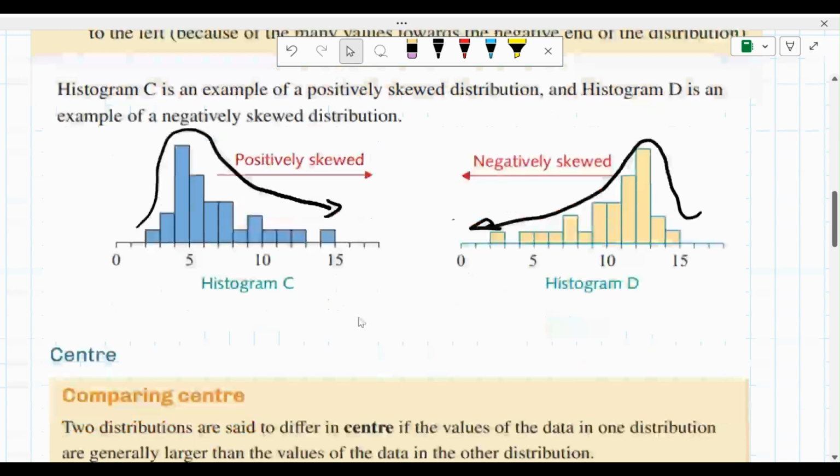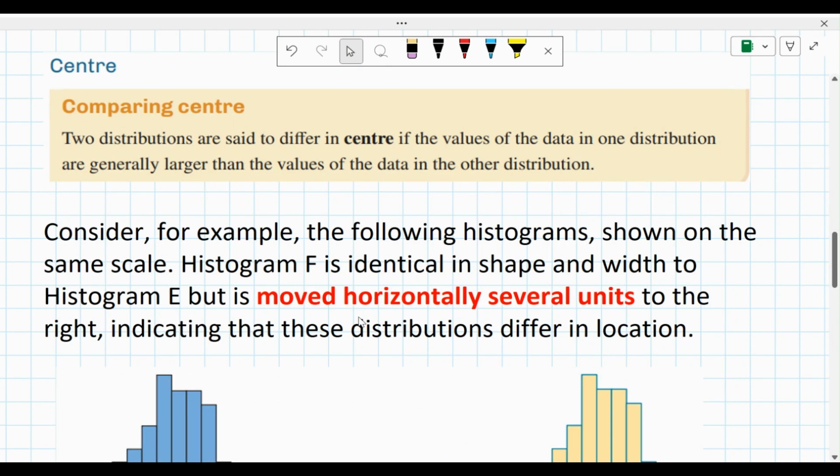And during the lectures or lessons, you will see lots of histograms, and we can practice on them. And then center. The center of two distributions: the values of data in one distribution are generally larger than the values of the data in the other distribution.